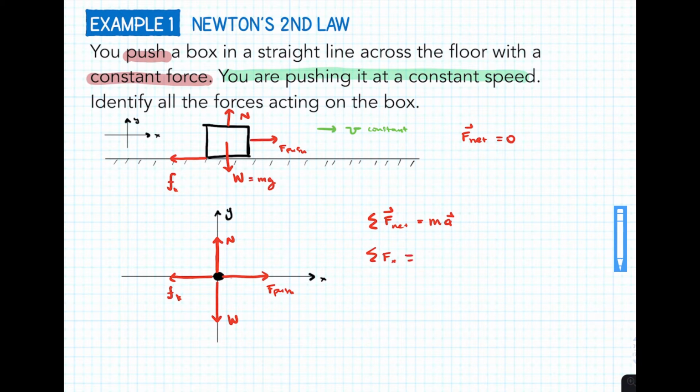That's going to be force of push minus kinetic friction, which should be equal to mass times acceleration in the x direction, which is 0 in this case. But you could write this as ma and then know that it's 0. And then if you sum up the forces in the y direction, that's going to be normal force minus weight, which is equal to mass times acceleration in the y direction, but that's also equal to 0.